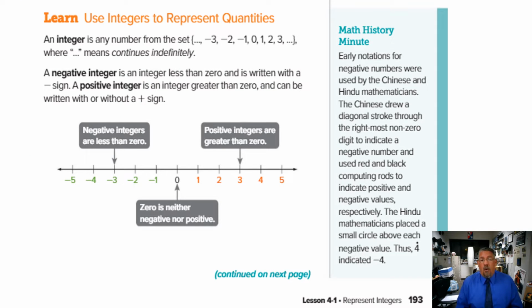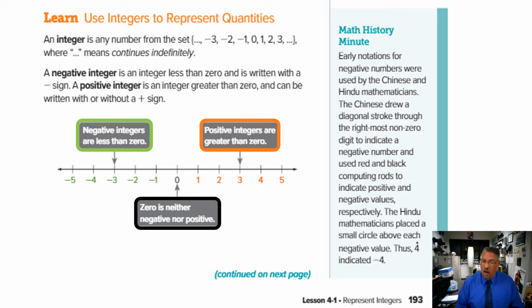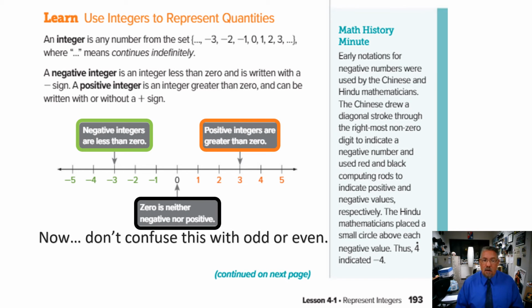When I look, therefore, at a number line, I just want to be able to identify the information that it's giving me, right? So to one side, we're going to have negative integers, and a negative integer is simply less than 0. On the other side, I have positive integers, and positive integers are simply more than 0, where the 0 is neither negative nor positive.